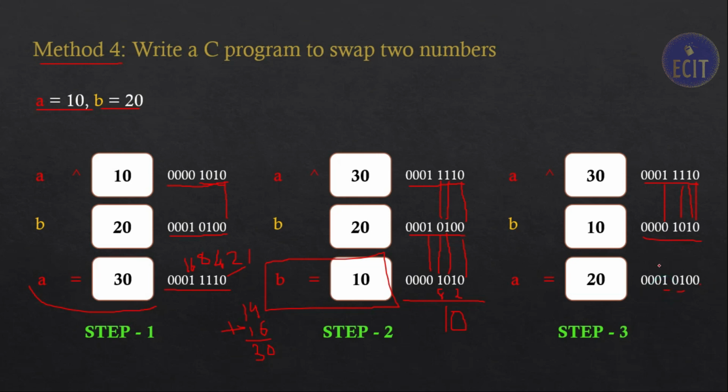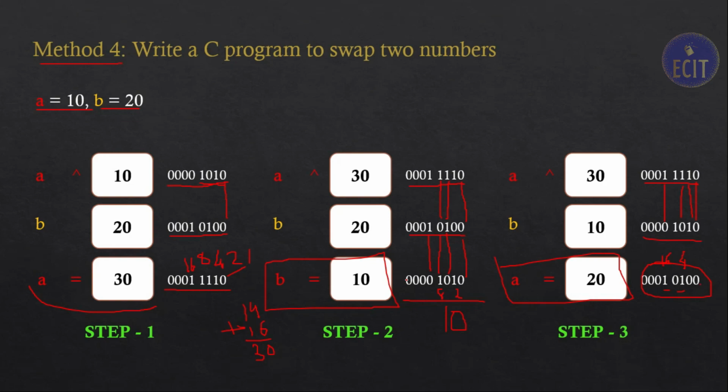So again if you convert this binary number to decimal, this has a value of 16, right, and this has a value of 4. So 4 plus 16 is what? 20. So now we got the value of a equal to 20. So in this way, by using the XOR operation also you can swap the values.